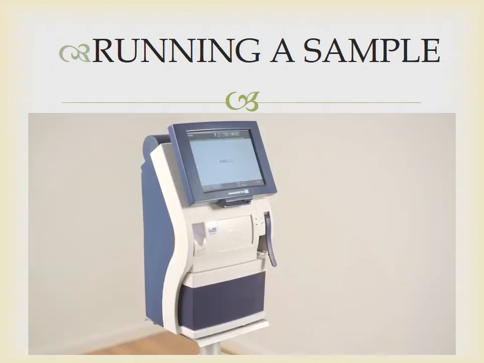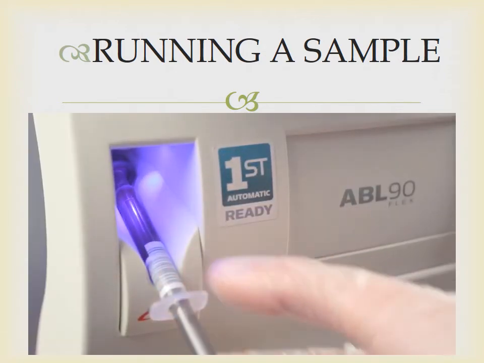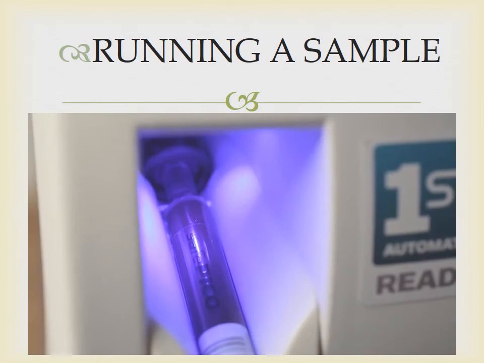To measure a blood gas sample on the ABL90 Flex analyzer, all you need to do is place the sampler in the built-in sample mixer. The sample is fully mixed in 7 seconds.